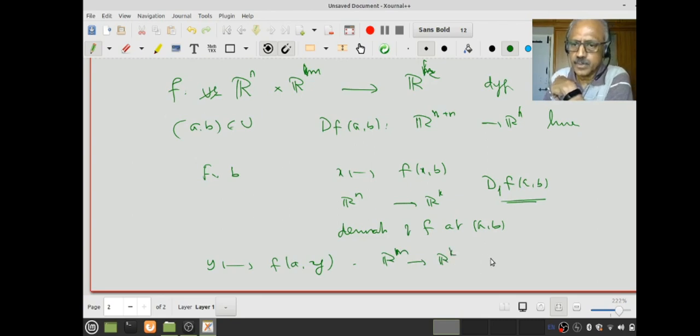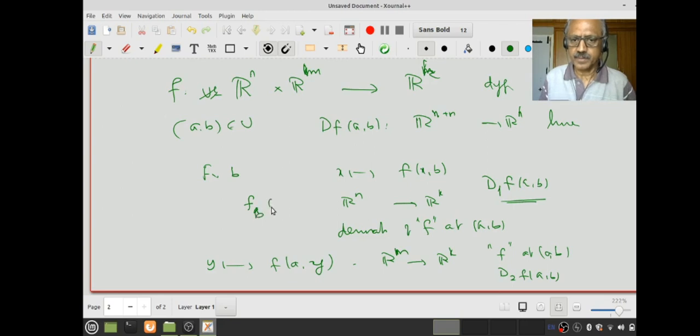Okay, the derivative of this restricted map f at (a, b) is called the second partial derivative of f at (a, b). Do you understand this? If you want, you can call this f_b at x equal to this, and this is f_a at y equal to this. Therefore, this is the derivative of f_a and this is the derivative of f_b.